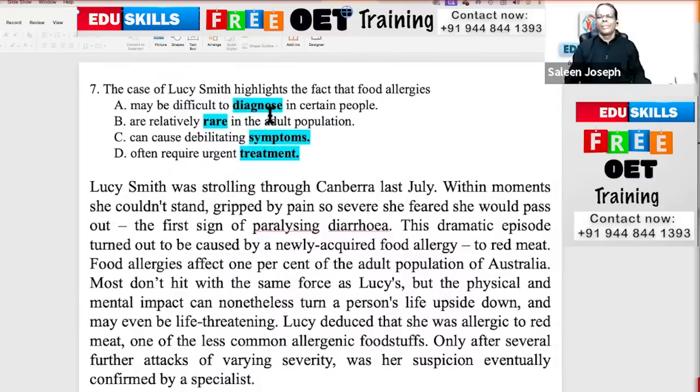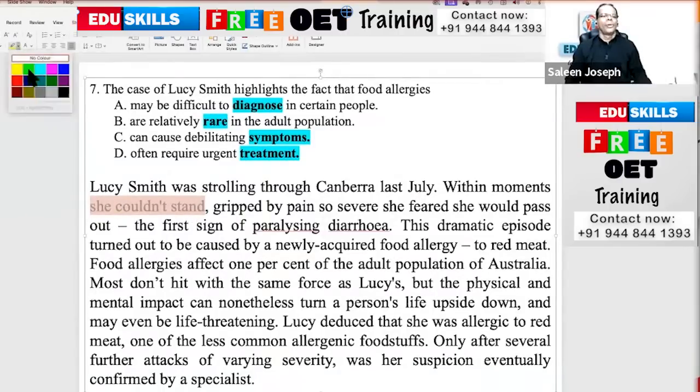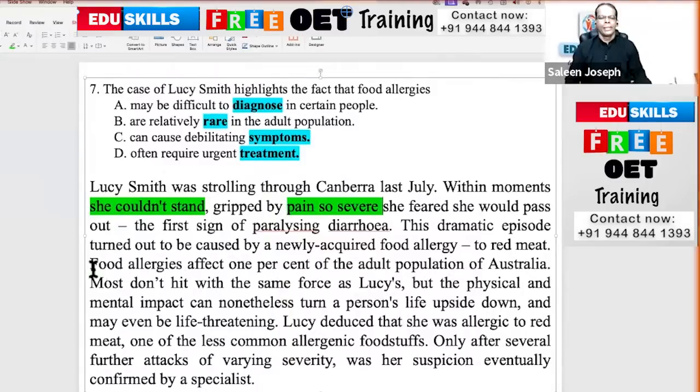So, among these four, do you find diagnosis or prevalence or treatment or symptoms? Symptoms. She couldn't stand is a symptom, right? See how easy it is: in the topic sentence itself you have gripped by severe pain, pain so severe is also a symptom. Now, what about this one? Are relatively rare in the adult population. Food allergies affect 1% of the adult population in Australia.